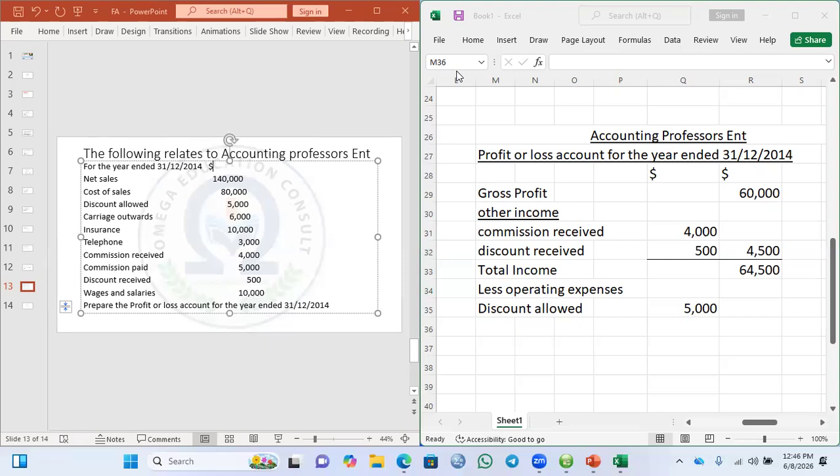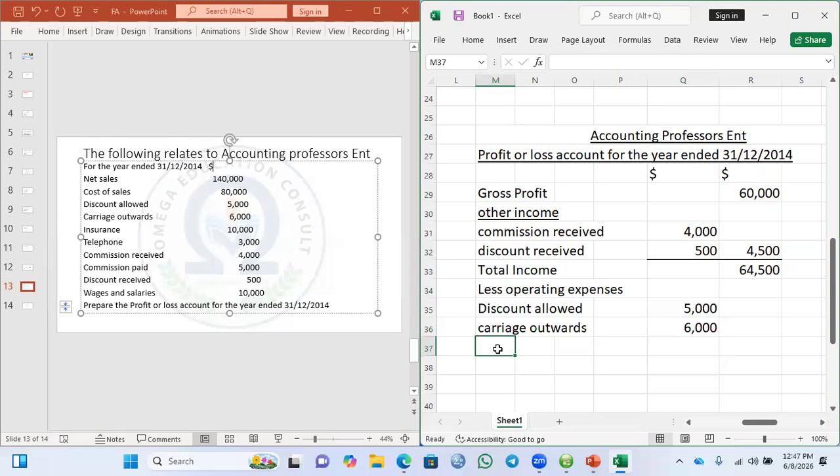Okay, so discount allowed, we put that there. The next one will be carriage outwards, right? Carriage outwards. I told you this is an expense that comes to the profit and loss account because it's a selling and distribution expense. Don't confuse this with carriage inwards. Carriage inwards is in the trading account. Outwards is in the profit and loss account. And note this, multiple choice questions, they appear.